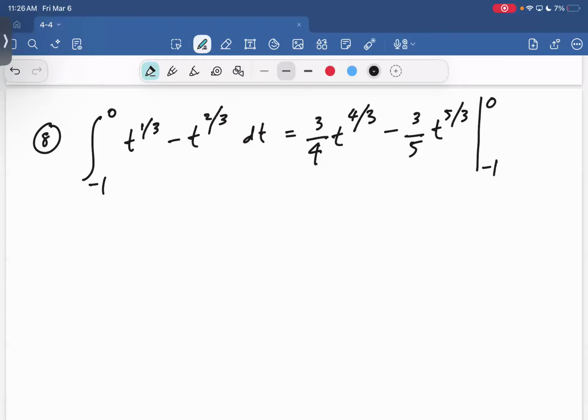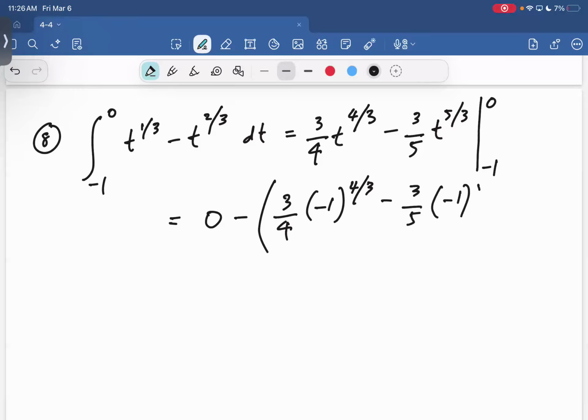Okay, so now all we need to do is plug this in. Obviously, if we plug in 0, we're just going to get 0 for the whole thing, so we don't need to do that. So it'll be 0 minus 3/4 times -1 to the 4/3 minus 3/5 times -1 to the 5/3. I realize that you guys might struggle with this. So what is -1 to the 4/3? The line tells us that we first evaluate it at the top one and then subtract it when we evaluate the bottom one.